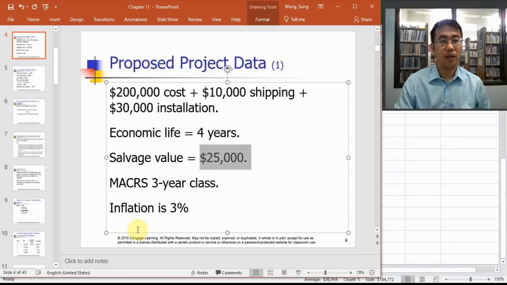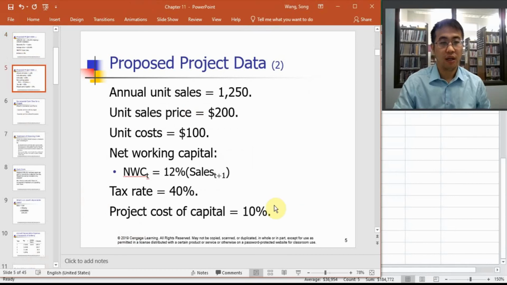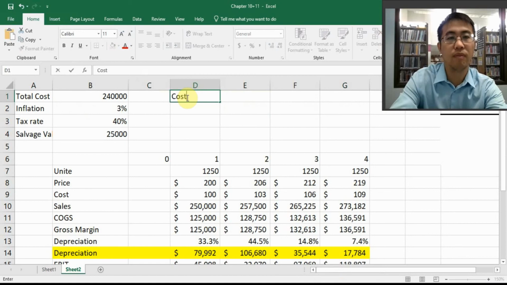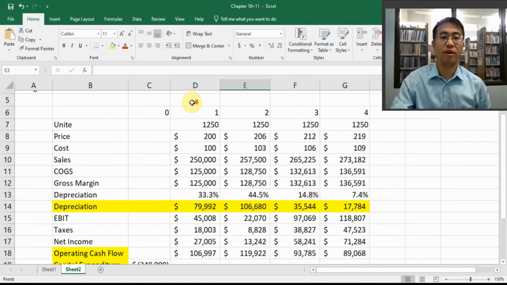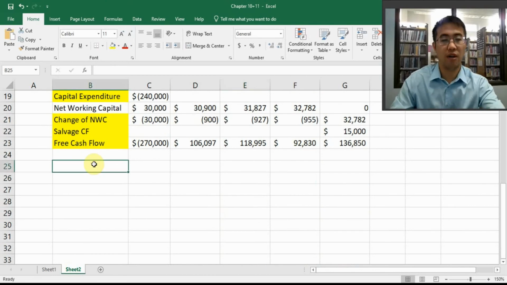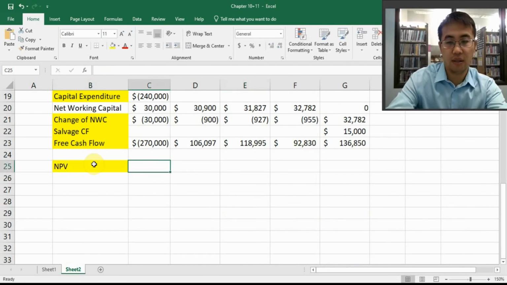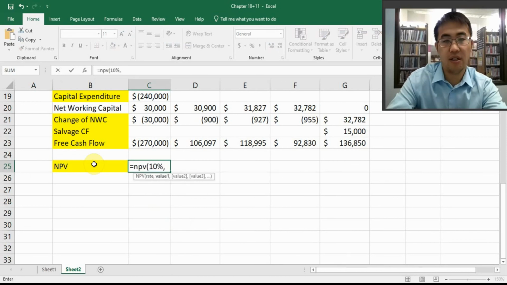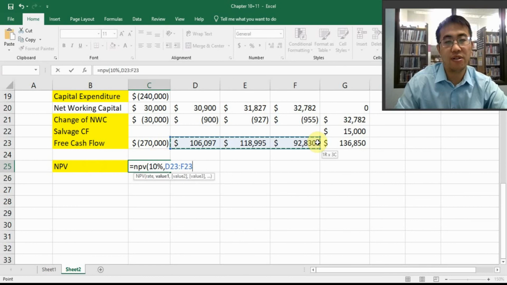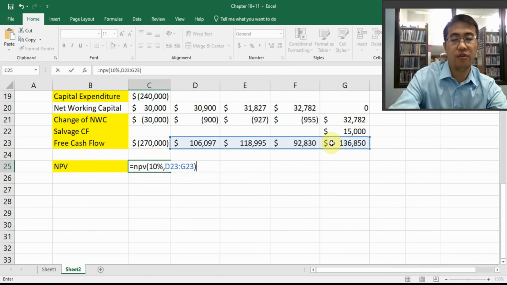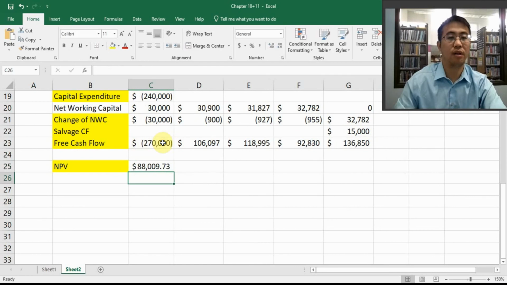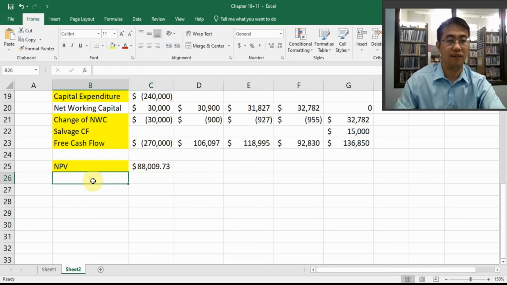So right here, it tells you the cost of capital is 10%. And I will use this 10% as a discount rate to solve for the project NPV. It is NPV, then 10%. I select all of these future cash flows and then add cash flow 0 outside the NPV box. Okay, so this is my NPV for the project.